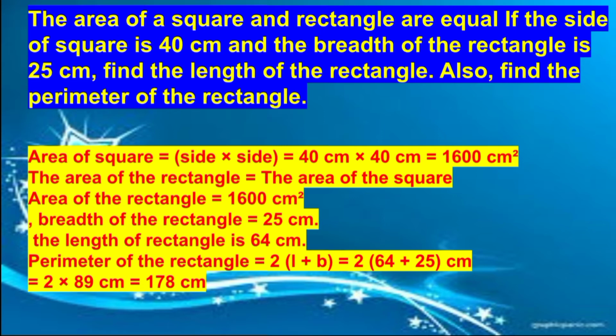So now let's find perimeter. That's 2 into length plus breadth. That will be 2 into 64 plus 25 cm, which is equal to 2 into 89 cm, which is equal to 178 cm. Now let's move to next question.